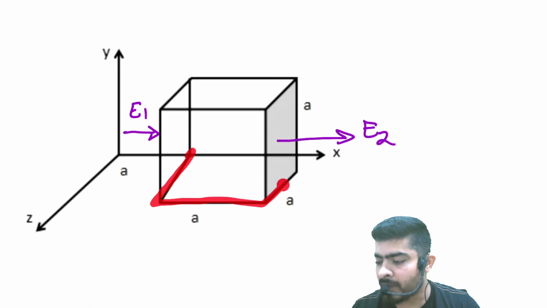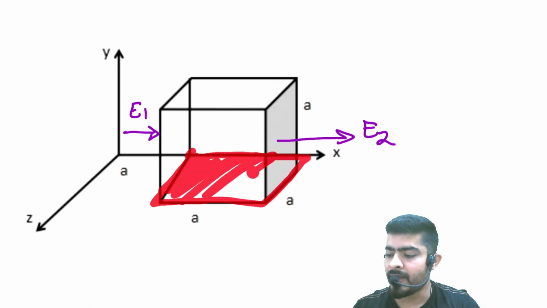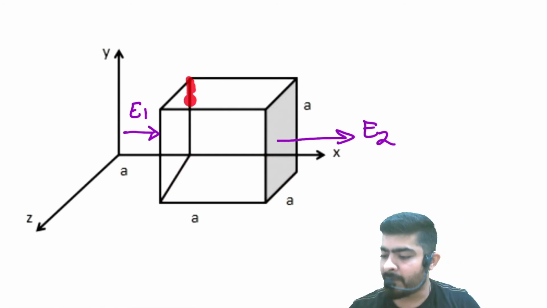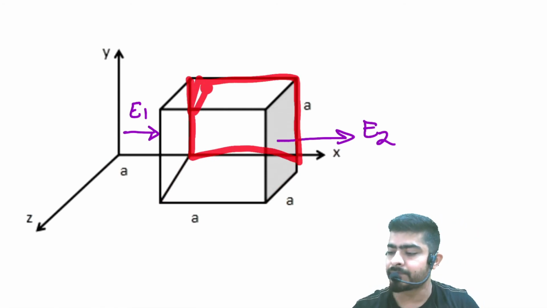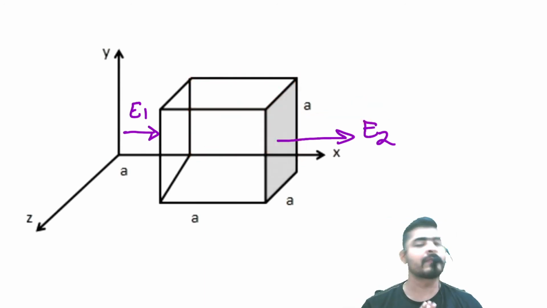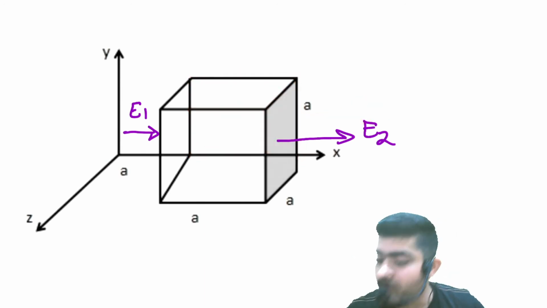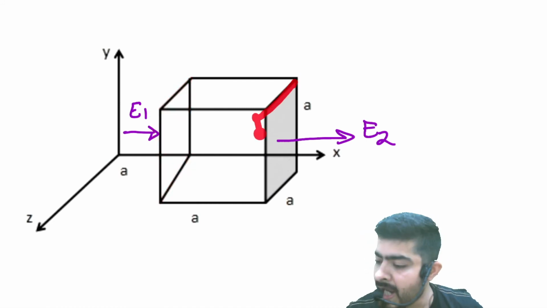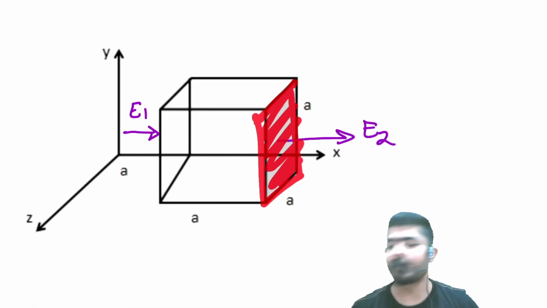Similarly for the bottom face, here also electric field is parallel to the surface, so flux will be 0. For the face on the back side, here also same thing, electric field is parallel to the surface, so flux will be 0. So we can have flux only through this face and this face over here.